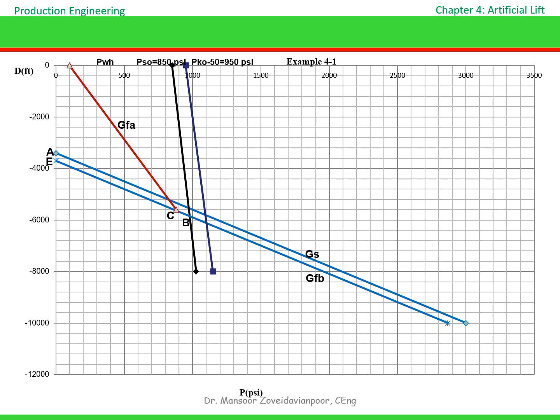This is the completed pressure depth plot for example 4.1. Notice how all the gradients come together to locate the point of balance, B, and the injection point, C. Rather than focusing on every line, focus on the outcome. From the plot, we determine an injection depth of approximately 5,600 feet and use that value to estimate the gas injection requirement. This is exactly how graphical gas lift design is performed in practice.